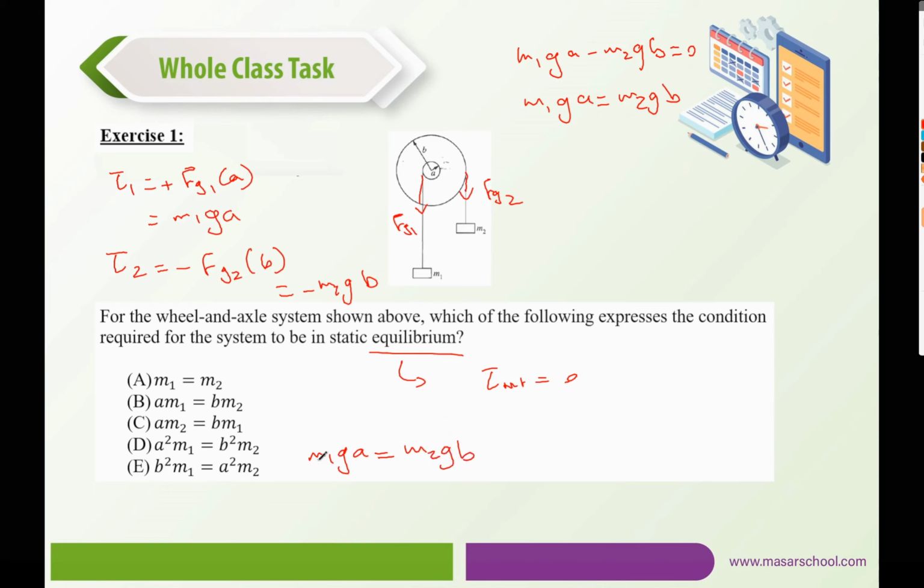So both equations are perfectly the same. g and g cancel. That would be A m1 is equal to B m2, which makes B the correct answer.